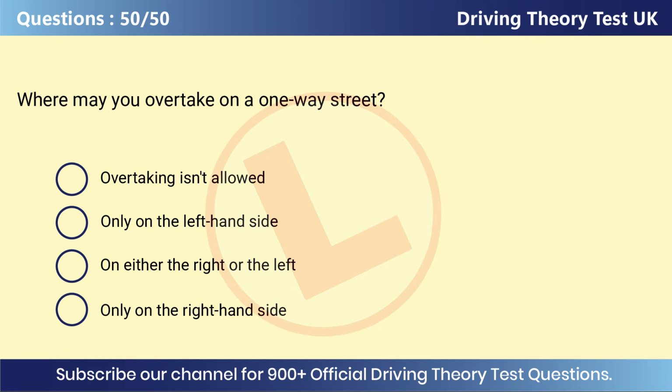Question 50. Where may you overtake on a one-way street? A. Overtaking isn't allowed. B. Only on the left-hand side. C. On either the right or the left. D. Only on the right-hand side.